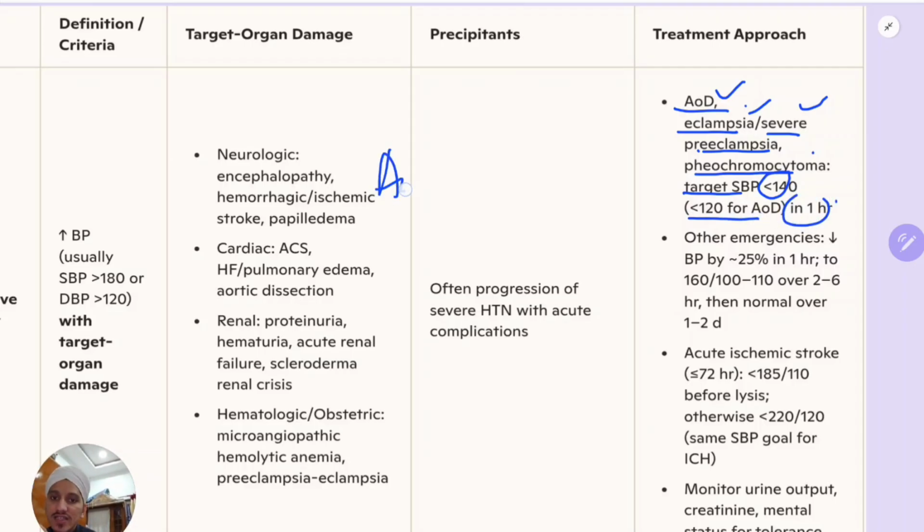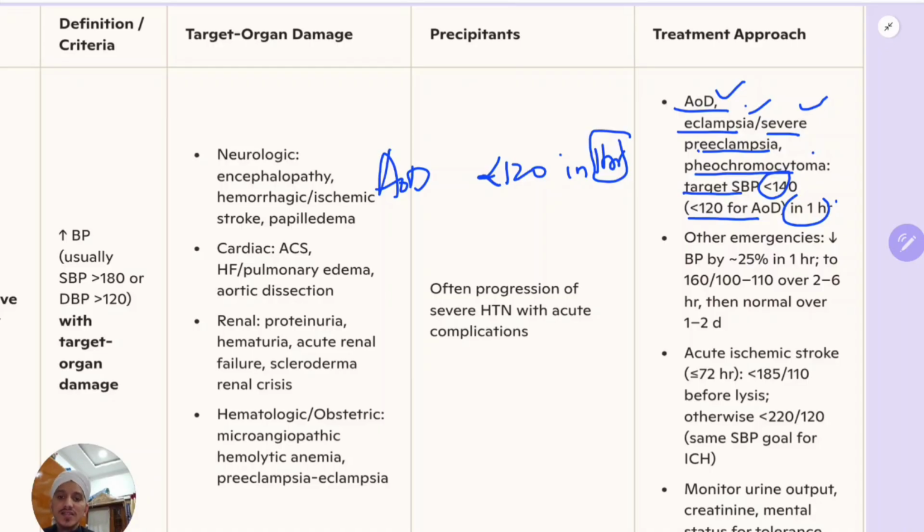So in aortic dissection, the target is very much strict. It should be less than 120 in 1 hour. You should bring the BP down to less than 120 in 1 hour in patients of aortic dissection. Central chest pain, tearing type of chest pain, which is radiating between the scapula and coming down, and BP will be falling. Patient's BP will be falling, and patient can have asymmetric pulses on both upper limbs, and BP can be asymmetric on both upper limbs.